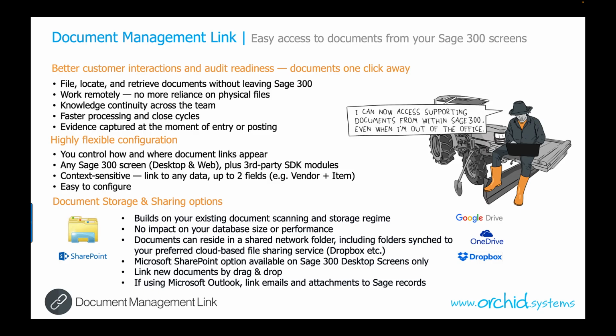You have different document sharing options. The documents are not stored in the database, so there is no impact on your database size or performance. Documents can reside in a shared network folder, including folders synced to cloud-based file sharing services. And on the desktop screens, you can also use SharePoint. You can link documents by dragging and dropping, including emails coming from Outlook.